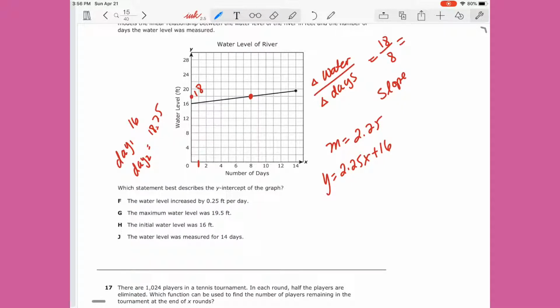That's our difference. That's our slope. So F is false. G, the maximum water level is 19.5. And we can't really say that that's the maximum level because we're just talking about the measurement of the day. We don't have a maximum level that we've measured. So that's false. The initial water level is 16. This is true.